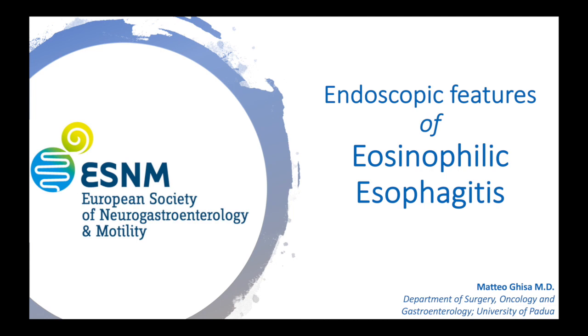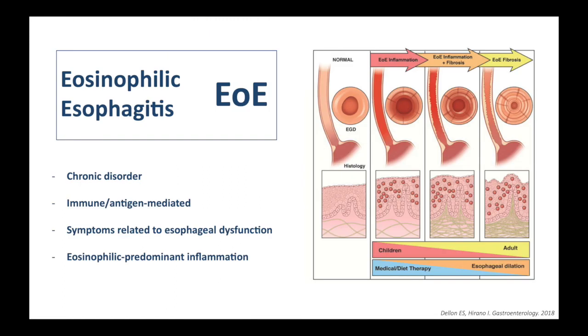Today we are going to talk about the endoscopic features of eosinophilic esophagitis. As we know, EoE is a chronic disorder characterized by symptoms related to esophageal dysfunction and eosinophilic-predominant inflammation. This inflammation could determine endoscopic injuries and, over time, lead to a fibrotic remodeling of the esophagus.